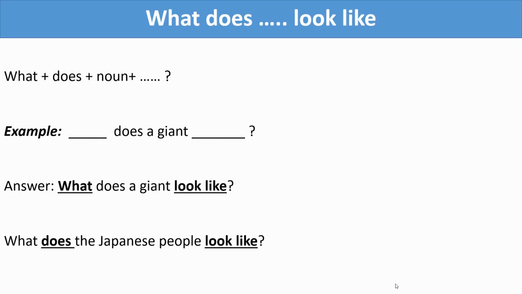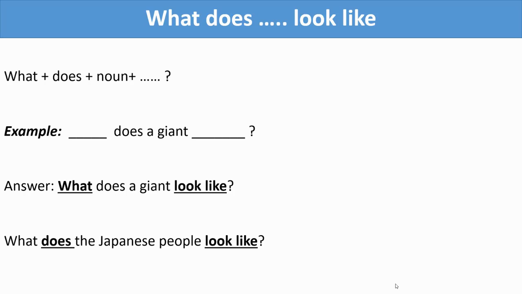Then come to another one, that is what does look like. Look at the structure. What plus does plus noun plus dash, এরপরে আমাদের বসাতে হবে look like. Look at the examples first. What does a giant look like? What does the Japanese people look like?